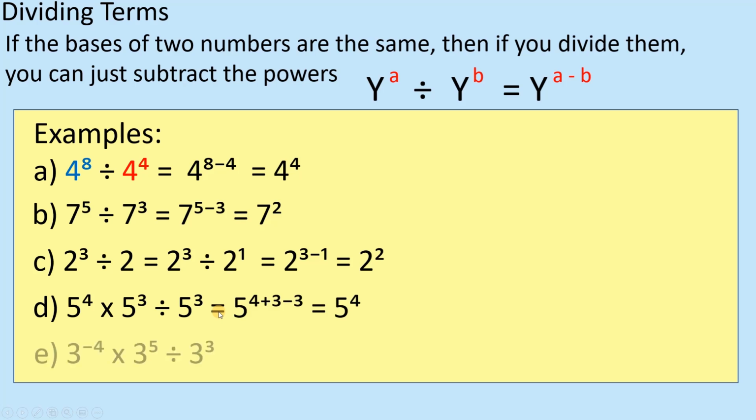And then obviously with negatives, we would be careful. So 3 to the minus 4 times 3 to the 5 is going to be 3 to the 1. And then take away 3, so it's 3 to the minus 2 as you write it. Now, if you're looking at negative indices, which is another lesson, they'll explain what that means. But for now, we can leave it written like that.